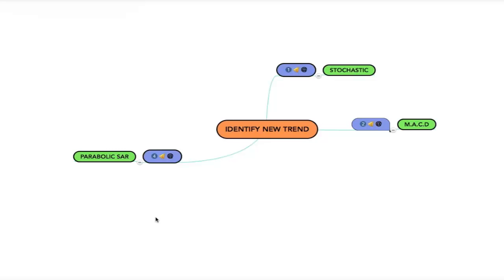Then we have the parabolic SAR. The parabolic SAR has been designed to identify where a trend ends. In other words, you can anticipate a new trend. So these are 3 kinds of technical indicators that you can use to identify trends.